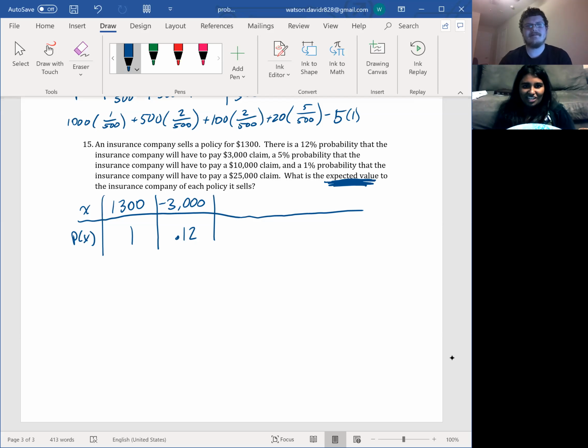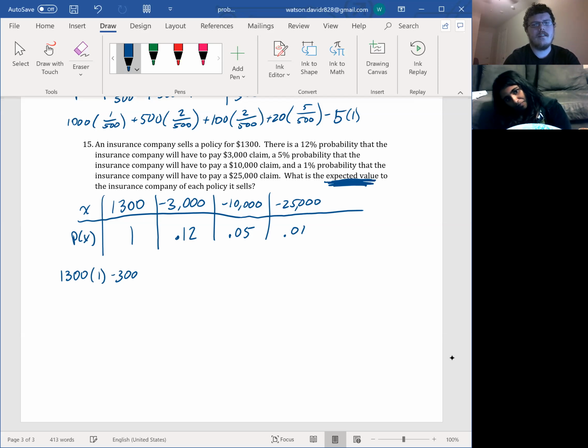All right. So the next one is 10,000 that they will pay for a claim. So negative 10,000 because it's leaving. And the probability is 0.05. And the last one is 25,000. Again, negative because it's leaving them. And 1% is the probability. All right. So that covers the whole thing. So we're going to multiply together. 1,300 times 1 minus 3,000 times 0.12 minus 10,000 times 0.05 minus 25,000 times 0.01.